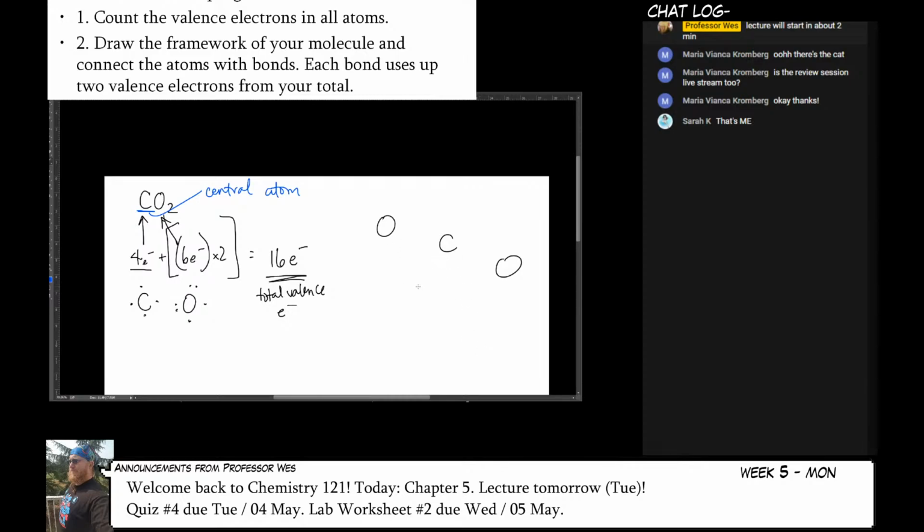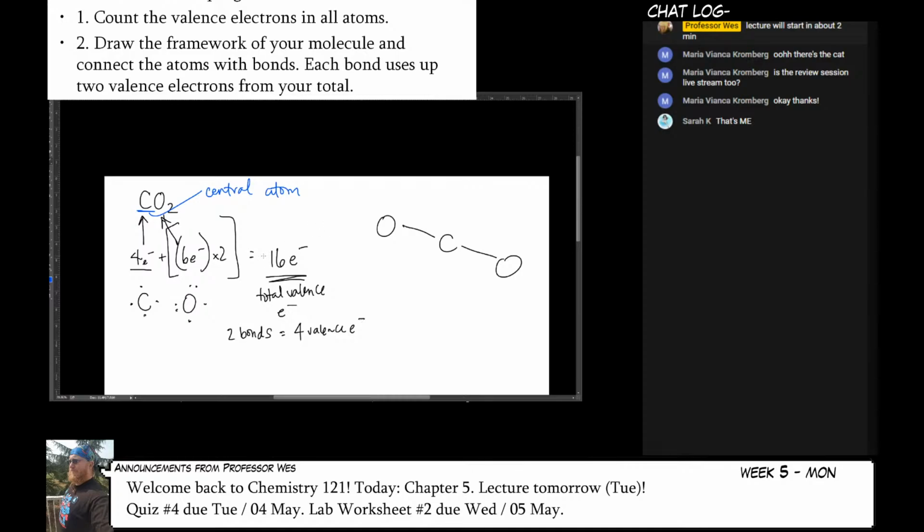Now I've got to connect the atoms together. So I'm going to go connect, connect. Now, in order to do that, I had to make 2 bonds. 2 bonds is the same as 4 valence electrons, right? Because remember, each bond is 2 dots, and each dot is an electron.